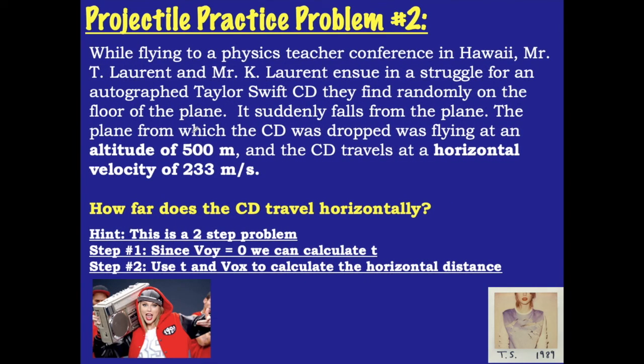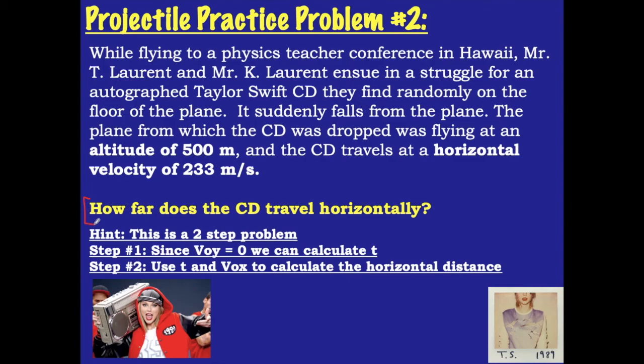This is based on a true story too. It says, while flying to a physics teacher conference in Hawaii, Mr. T. Laurent and Mr. K. Laurent ensue in a struggle for an autographed Taylor Swift CD they find randomly on the floor of the plane. It suddenly falls from the plane. The plane from which the CD was dropped was flying at an altitude of 500 meters, and the CD travels at a horizontal velocity of 233 meters per second. And the question here is, how far does the CD travel horizontally?